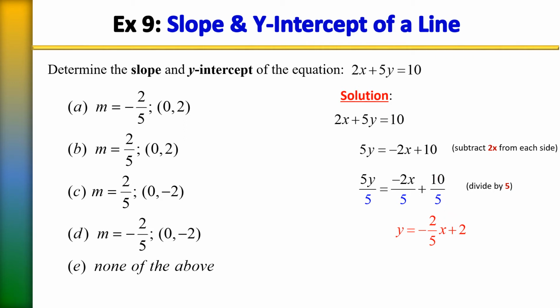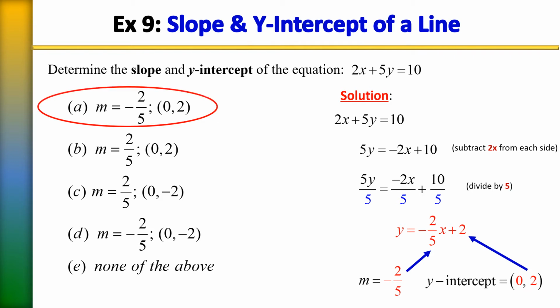And now that we have our line in slope-intercept form, recall, whatever is in front of x is your slope, and whatever is in the back is your y-intercept. If you want to write it as an ordered pair in terms of its location, it would be located at (0, 2). So that leaves us with which choice is the correct answer? You got it, choice A, and there you have it.